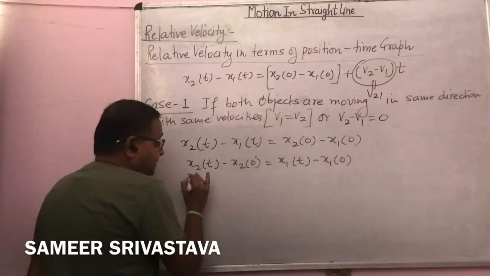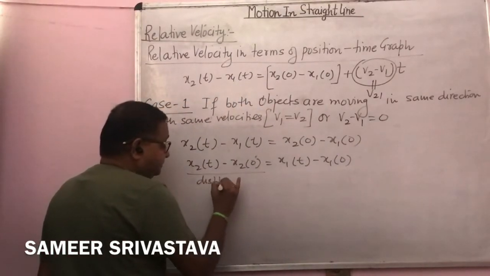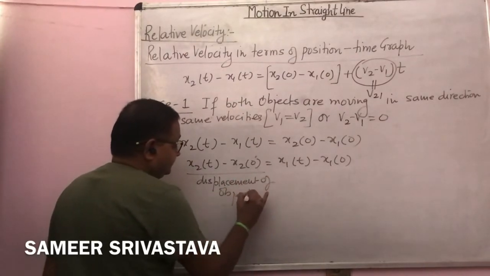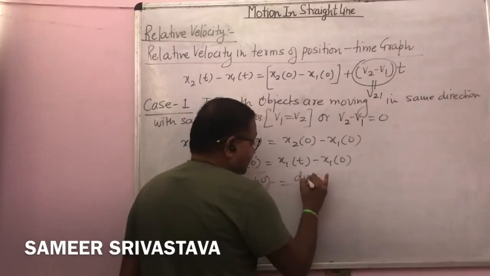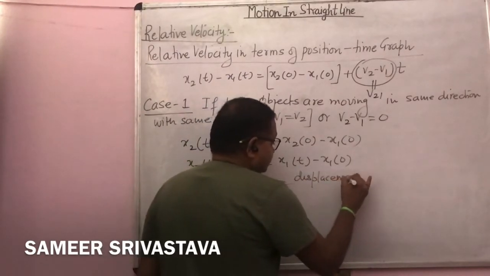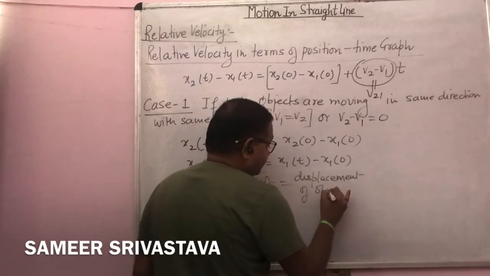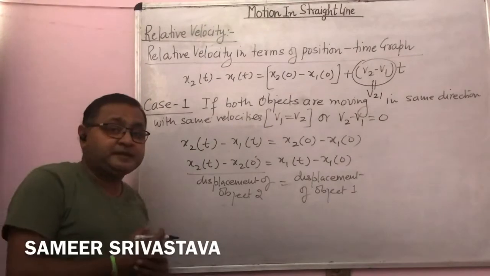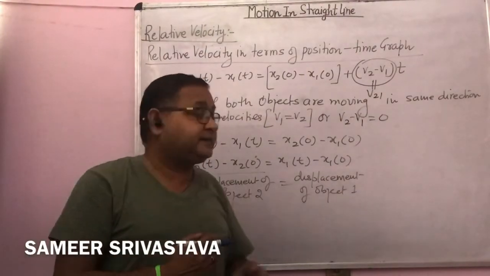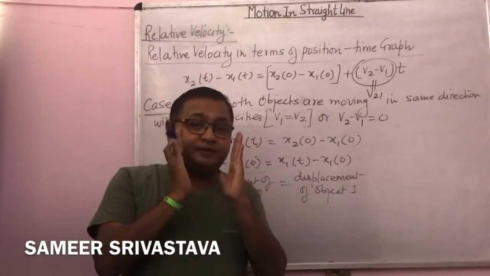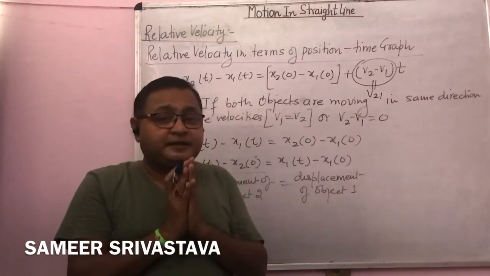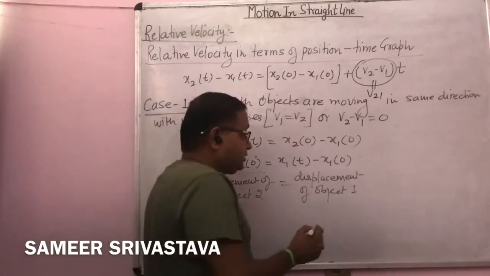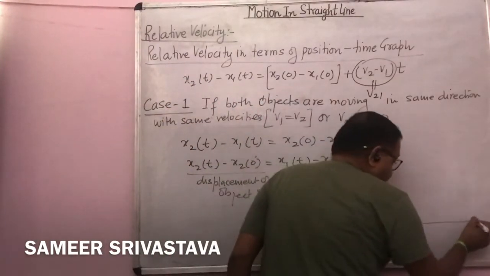Okay, it means the displacement of object 2 is equal to the displacement of object 1. Right? So what does it mean? It means there is no change in displacement when the velocities are the same. When two objects are moving with the same velocity, their displacement time graph does not change. They are moving with the same constant velocity, so their displacement time graph must be the same.